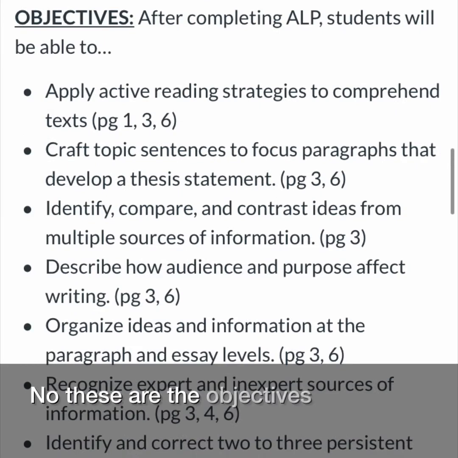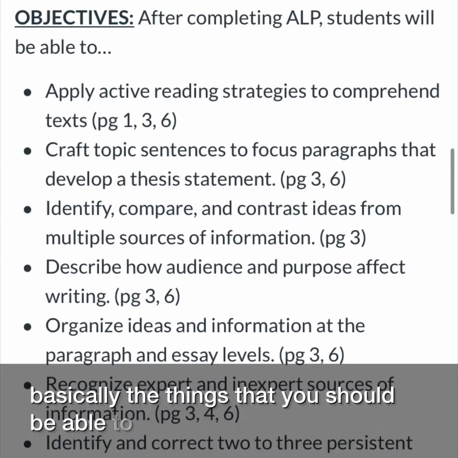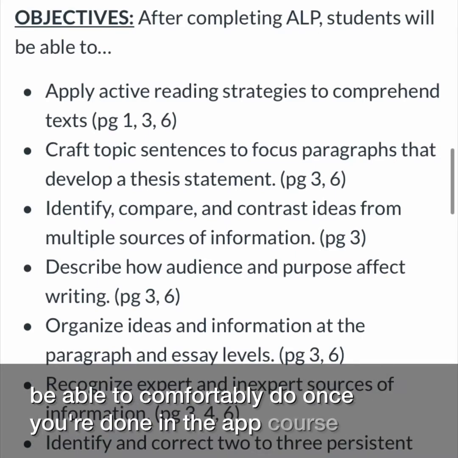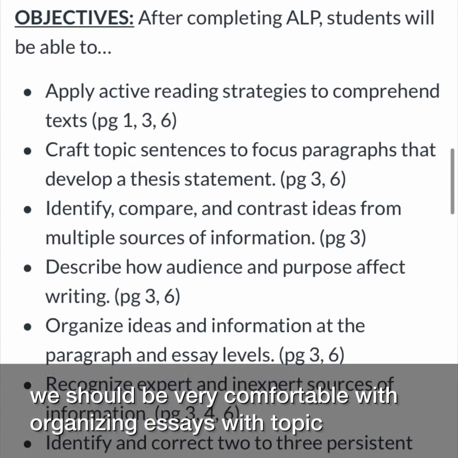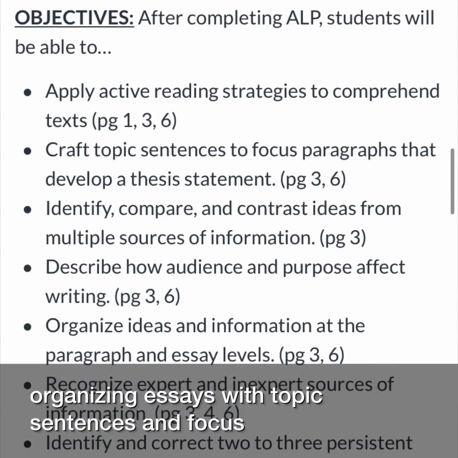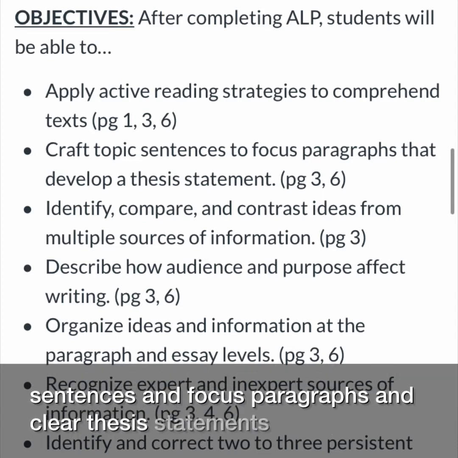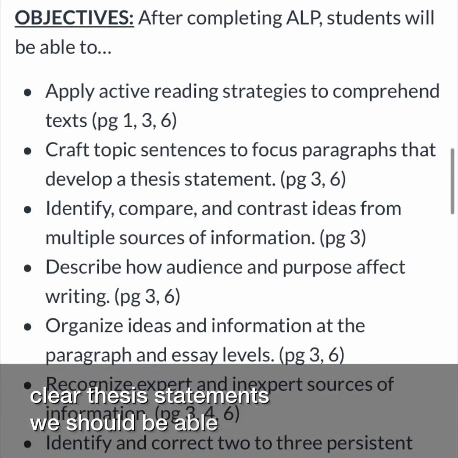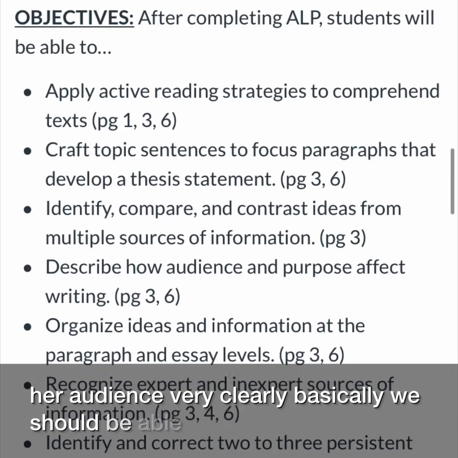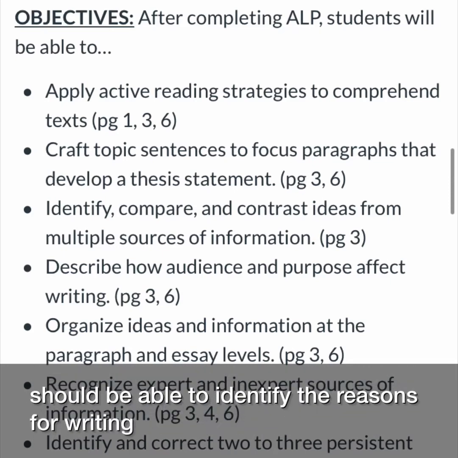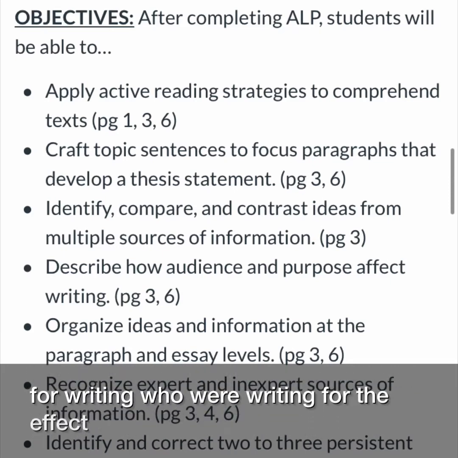Now, these are the objectives, basically the things that you should be able to comfortably do once you're done in the ALP course. We should be very comfortable with organizing essays with topic sentences, focused paragraphs, and clear thesis statements. We should be able to describe our audience very clearly. Basically, we should be able to identify the reasons for writing, who we're writing for, the effect we want to create, and so on and so forth.